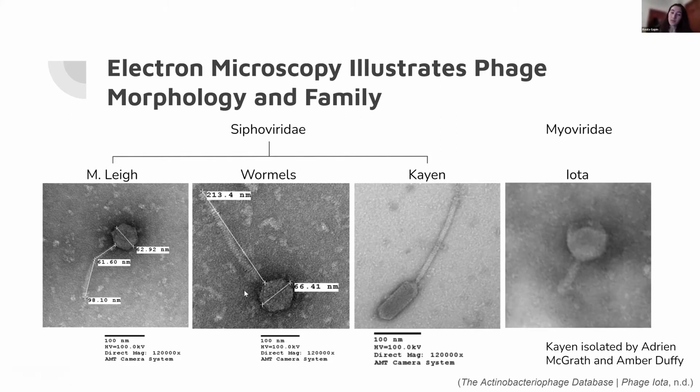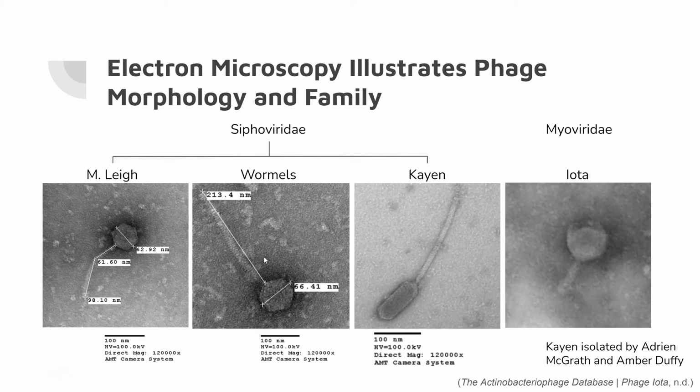Similarly, the phage that my group isolated called Wormels also has an icosahedral head with a long tail that is characteristic of Siphoviridae. For the most part, Siphoviridae have extremely high tail length to head diameter ratios. Namely, their tails are longer than their heads are wide.